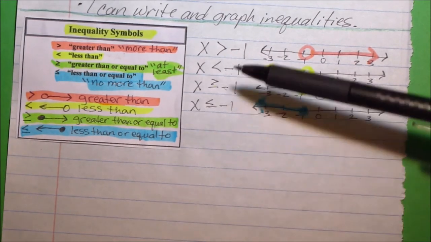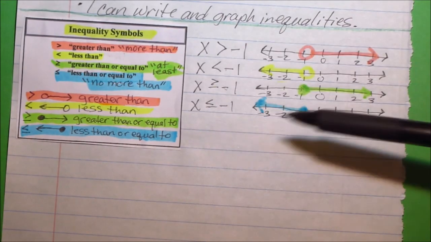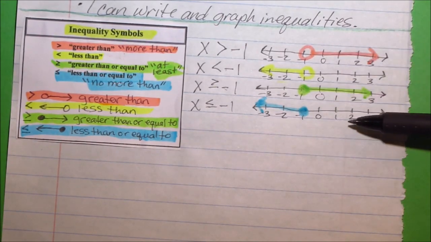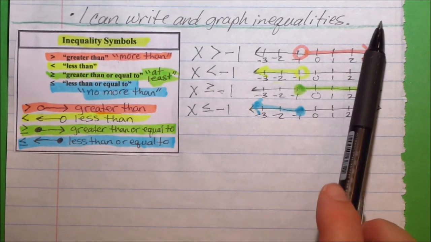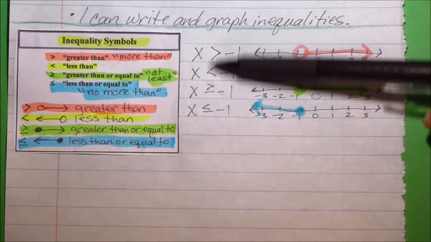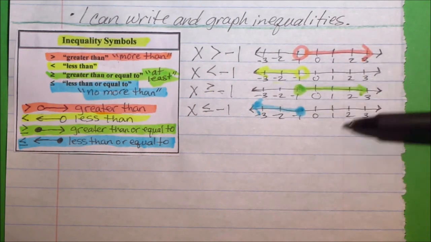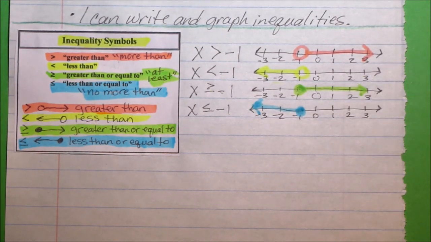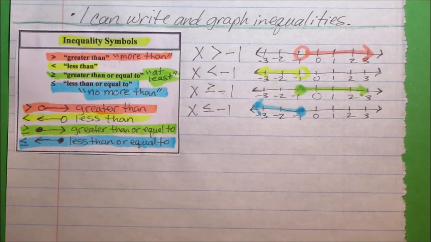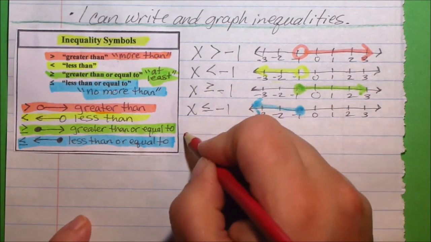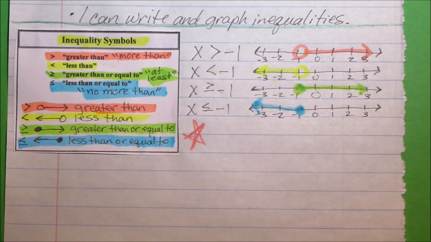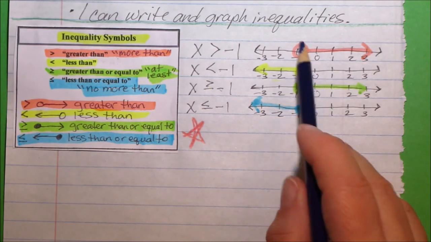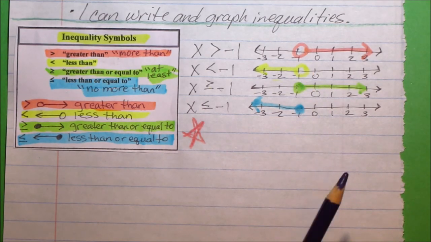So these are called inequality statements. They're written like that, and this is graphing the inequality statements. So in our I can statement, when we said I can write and graph inequalities, this is writing inequalities, and this is graphing inequalities. The key thing in graphing inequalities, I'm going to put a big red star right here, and we're going to write it out in blue or purple, whichever you prefer, is the difference between the open circles and the closed circles.